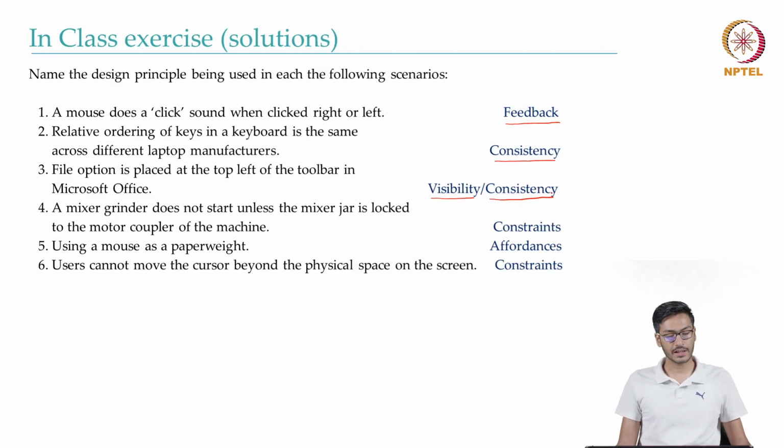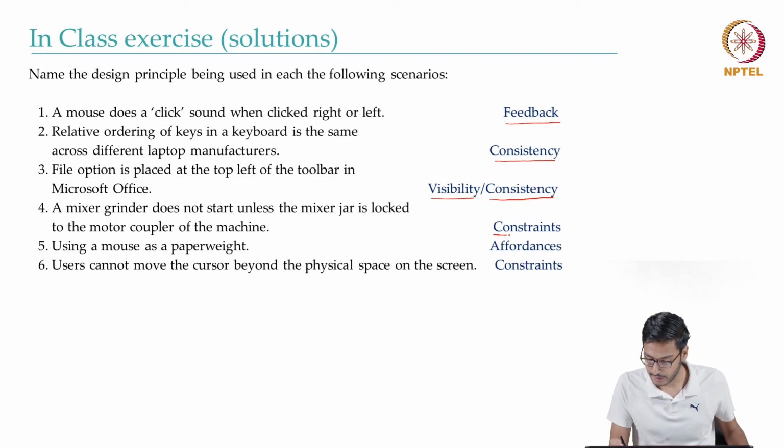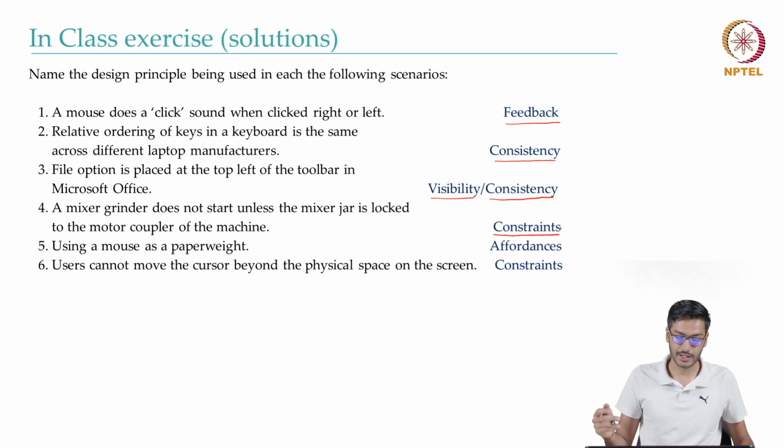The fourth one is a mixer grinder that does not start unless the mixer jar is locked to the motor coupler. It is an example of constraints, because unless the jar is locked, it stops the motor from moving.